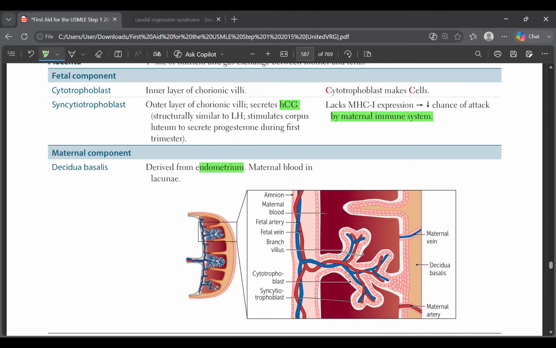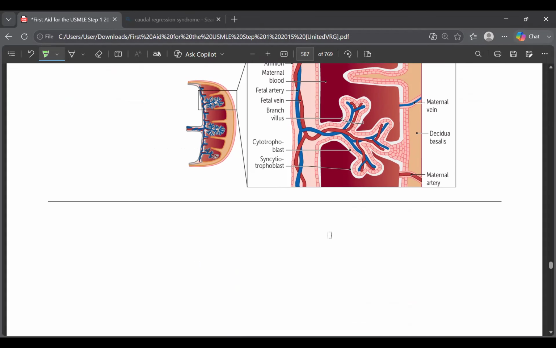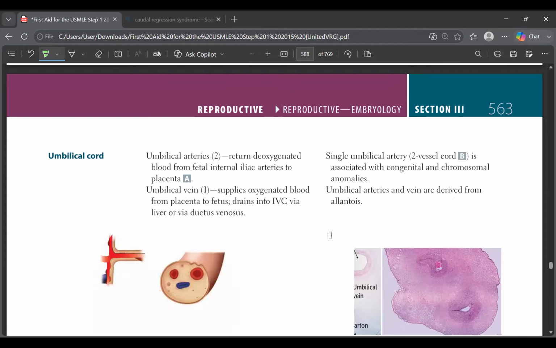Syncytiotrophoblast is the outer layer, right? So it does not have MHC1, and thus it cannot be attacked by the maternal immune system. Then we have the umbilical cord.